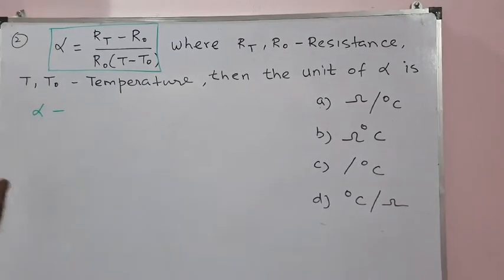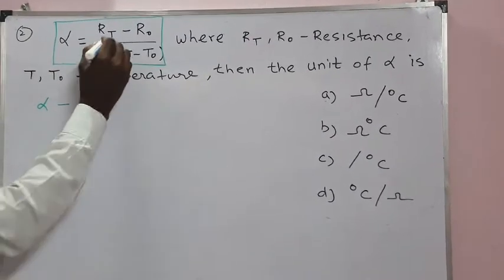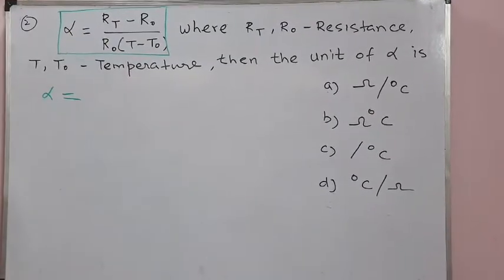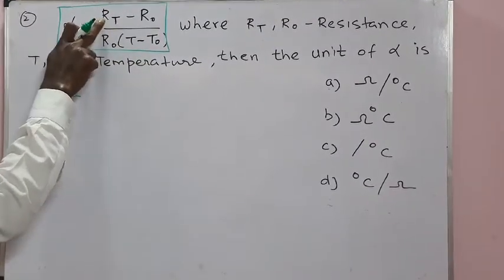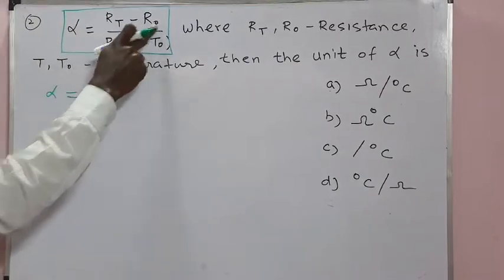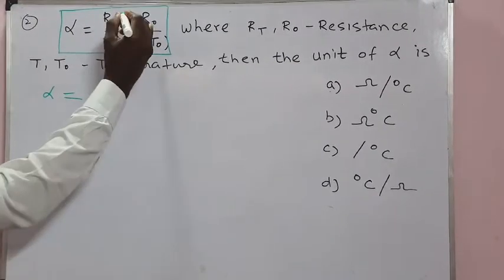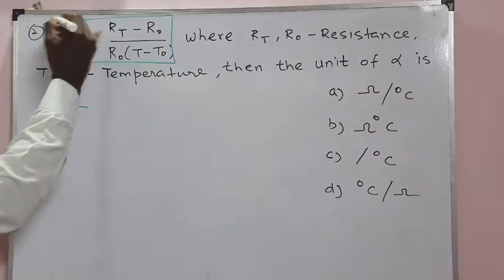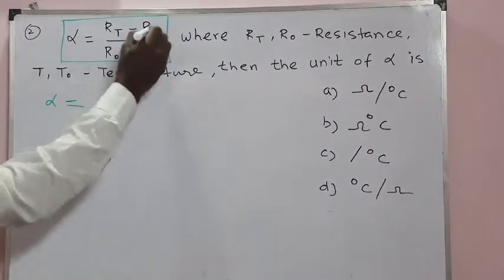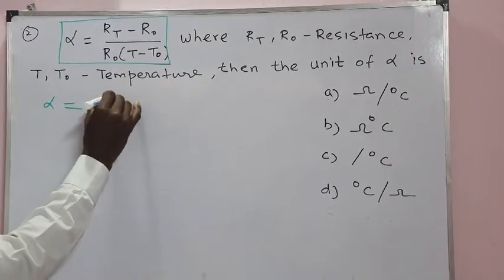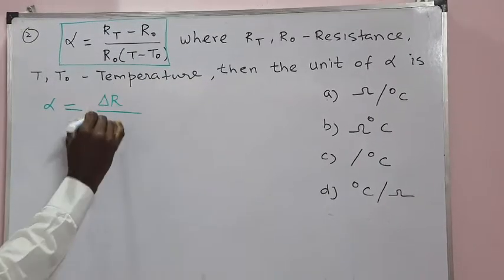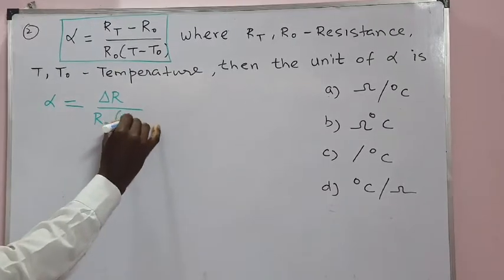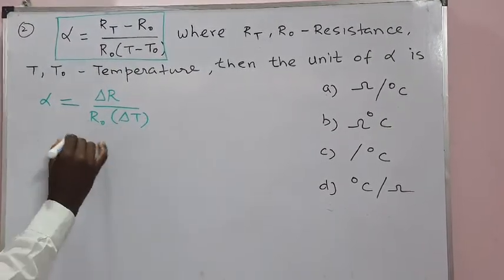We have to find the unit of alpha. So here we can take this alpha relation. This is resistance RT minus R naught, so the normal resistance at room temperature. Both are resistances, so we can take delta R. This is R naught, and T minus T naught, that is delta T, we can take.